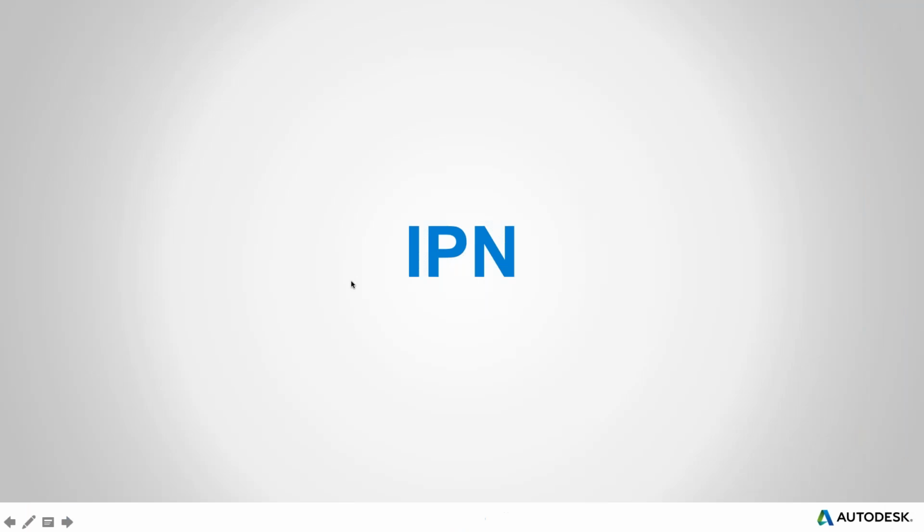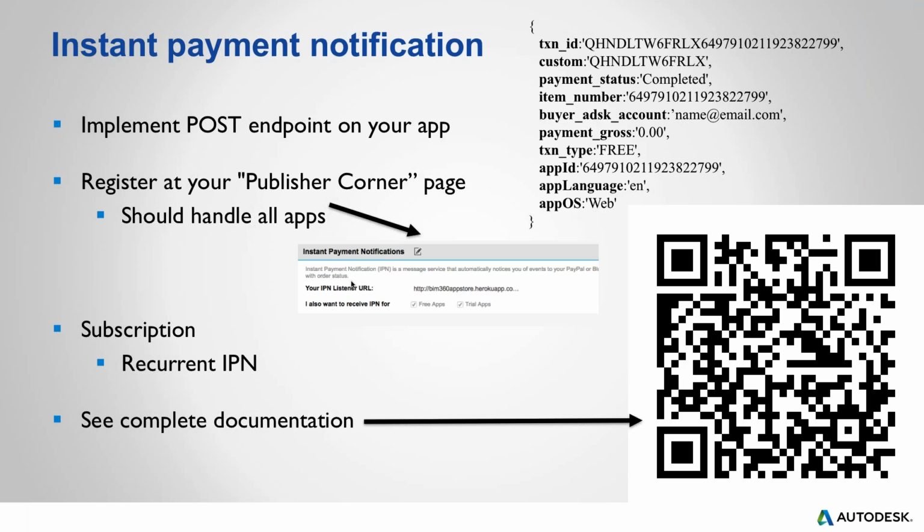So moving next to IPN. IPN stands for Instant Payment Notification, meaning that your application will receive a POST call from our server indicating that someone just bought your app. The IPN POST will include that kind of information: the app ID, as I mentioned, whether the app is free or not, the payment, the email of the person who just bought the app, language, and OS. We receive all of that information plus a lot of other information.